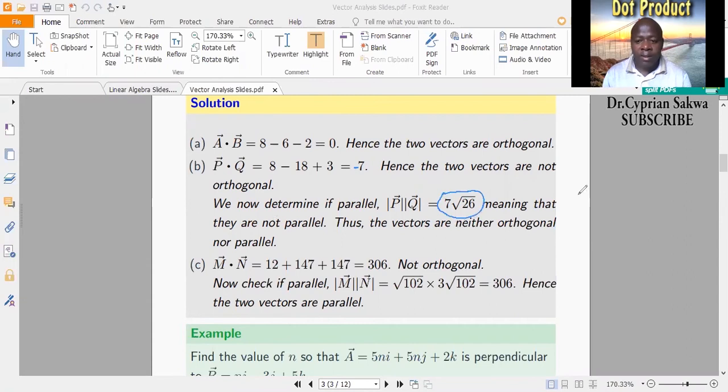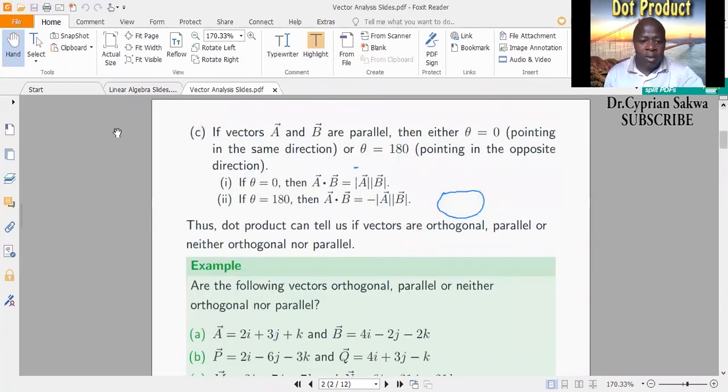And that means that they are also not parallel, because we've not found any of these two conditions satisfied. For them to be parallel, it must be either this condition or this other condition. None of them is satisfied, so they're not parallel.